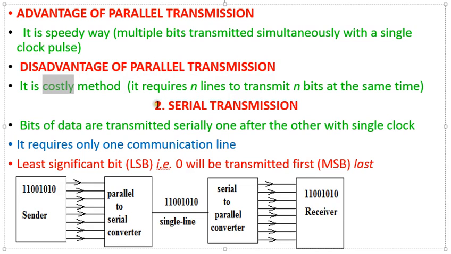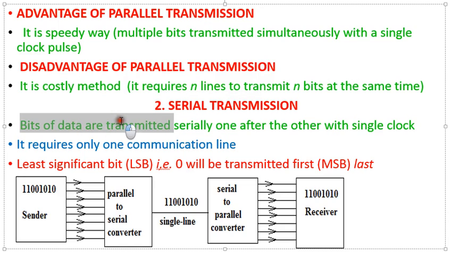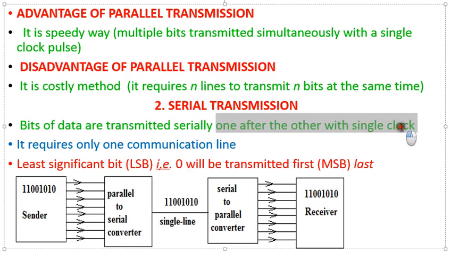Then if we come to the second method under the main heading, we have what we call a serial type of data transmission, and in this case the bits of the data are transmitted serially. By serially we mean they are transmitted one after another with a single clock. That is, whenever a clock pulse ticks, one bit is transmitted, another clock, another bit. For our case where we have 8 bits, it means we need 8 clock pulses for those 8 bits to be transmitted from the sender to the receiver.